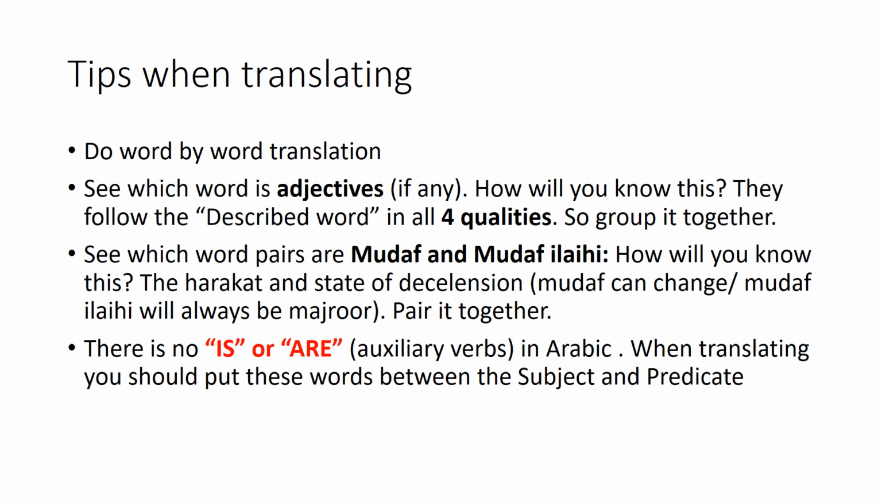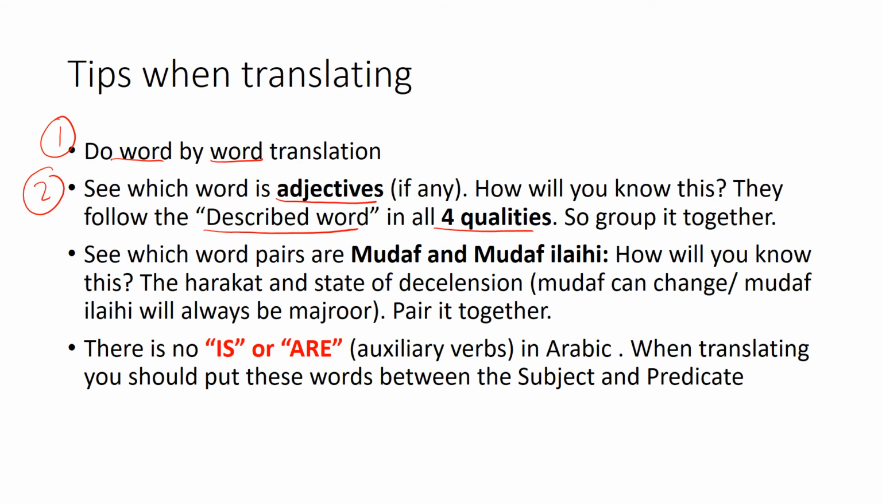So here are some tips when you're translating. I want you to first do the word by word translation. That's step number 1. And then step number 2 is to see which word is adjective for any word. So how will you know this? If you see that a word is following the described word in all 4 qualities, then you just group it together and you translate it together.